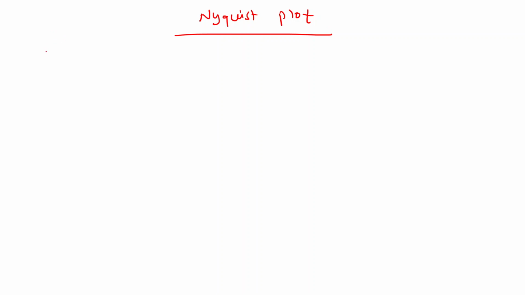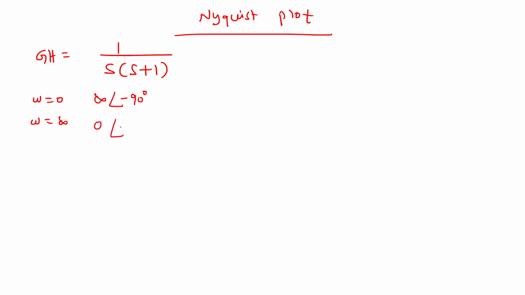Now you see, I'm giving one question. G is equal to 1 by S into S plus 1. To draw the Nyquist plot, first you have to draw the polar plot. Sir, you know what the polar plot of this one is? You just quickly draw it, at omega equal to 0 and at omega equal to infinity. At omega equal to 0, the amplitude will be infinity and the angle will be minus 90. At omega equal to infinity, this will be 0 and minus 180.